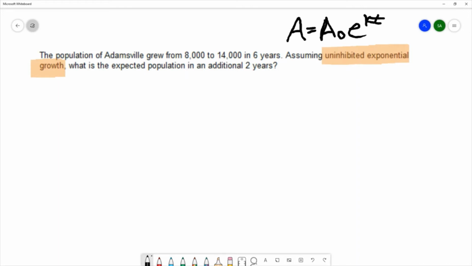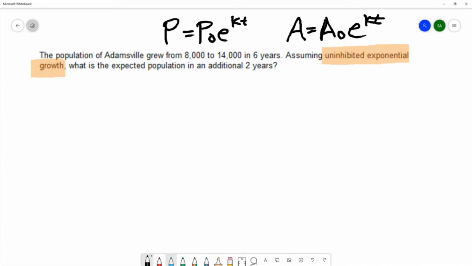Sometimes when we're talking about population, however, they might use P instead of A. So it might look like this: P equals P naught e to the kt. So this is the model that we're going to substitute some of this information in.